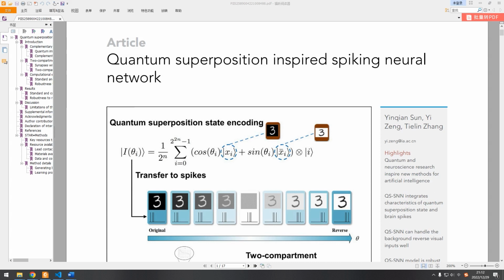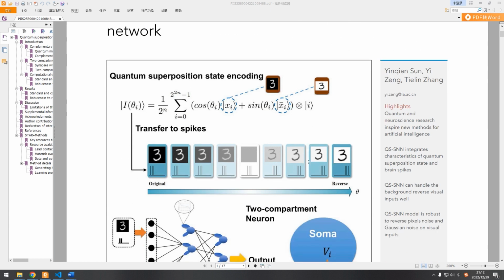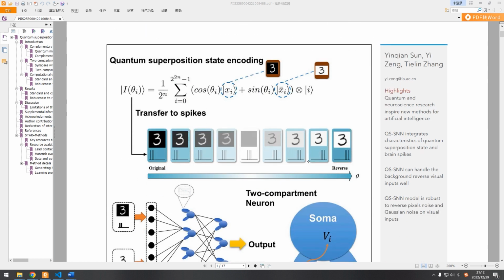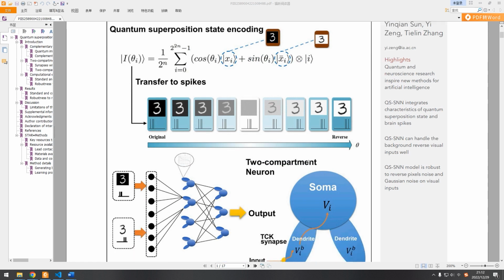This video introduces how to use BrainCog to implement the quantum superposition inspired spatio-temporal encoding method. Despite advances in artificial intelligence models, neural networks still cannot achieve human performance, partly due to differences in how information is encoded and processed compared with the human brain.